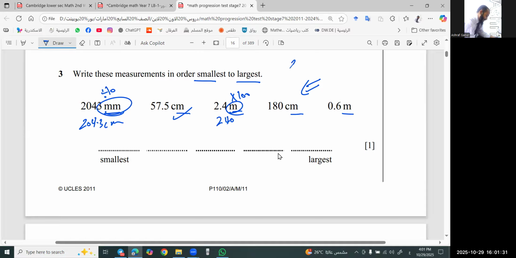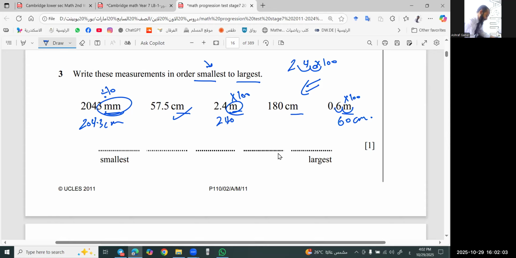So the answer will be 240. Why? Because if we have 2.4 multiplied by 100, we move the decimal point 2 places to the right, and the answer will be 240. 180 centimeters is correct. 0.6 meters multiplied by 100, we move the decimal point 2 places, and we get 60 centimeters. We start with the smallest. Which is the smallest: 204.3, 57.5, 240, 180, or 60?